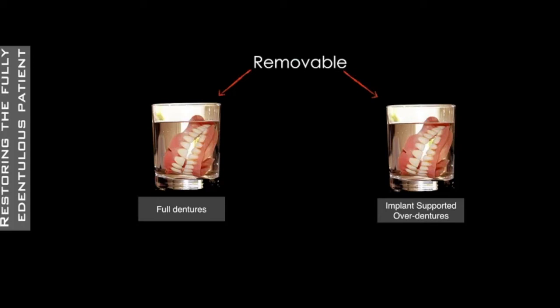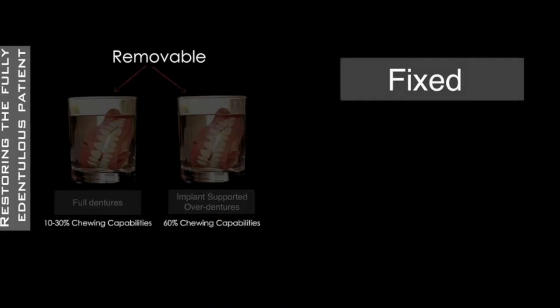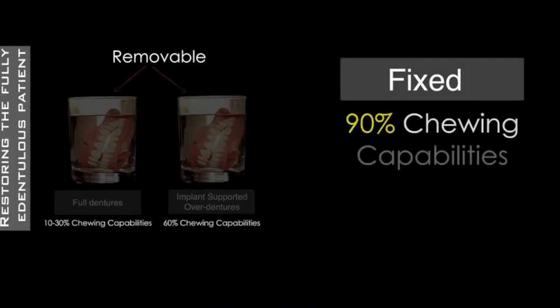So what that means for us is that we could transition our patients and sometimes offer the patients, for the limited financial resources that they may have or anatomical considerations, from a full removable denture to an implant-supported overdenture. And we could even go any farther and go from the removable to a fixed prosthesis. And a fixed prosthesis is going to help you because the patient is going to increase from the 60% that we have with the implant retained overdenture to a 90% chewing capabilities.